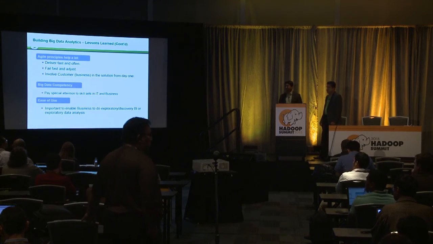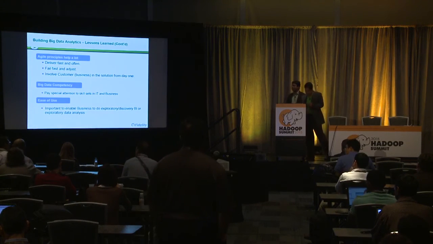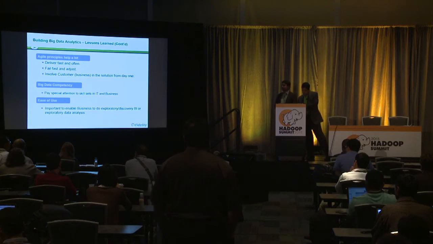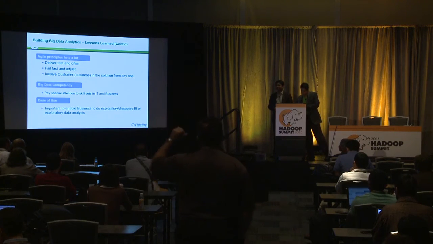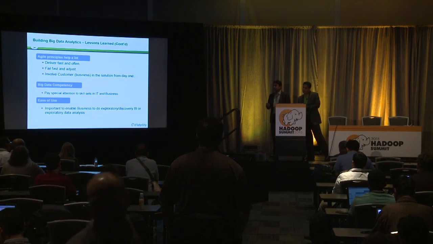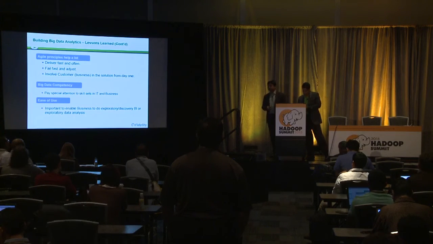Which kind of distribution do you guys use? HDP or Cloudera? It's Cloudera. Right. So which version are you using? We started with an older version, but right now it's Cloudera 5.3. So we're on Hive 0.13, yes.